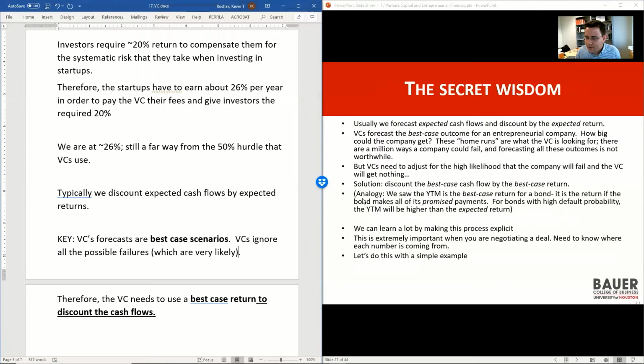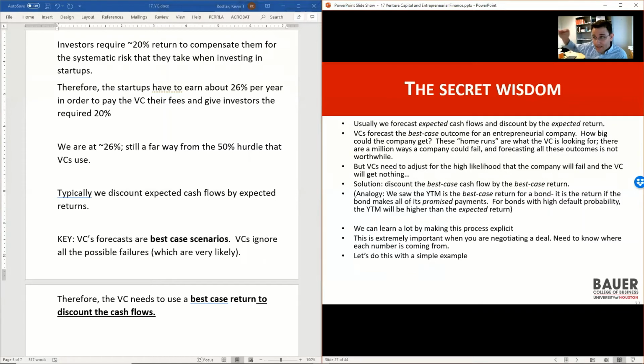We've seen this before when we talked about bonds. What's the best case cash flow for a bond? Well, if the bond pays off all of its promised cash flows, that's the best you can do. If it doesn't default, that's the best that you're going to do. We said that the yield to maturity is the best case return, and it's the return you get if the bond pays the best case cash flows. If the bond pays all of the promised cash flows, the return will be the yield to maturity.